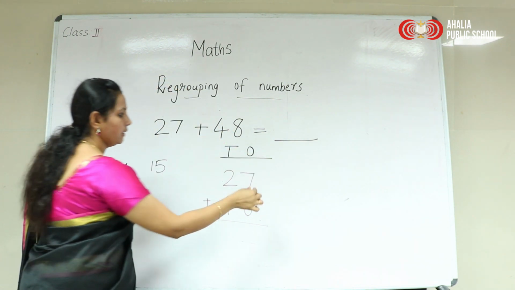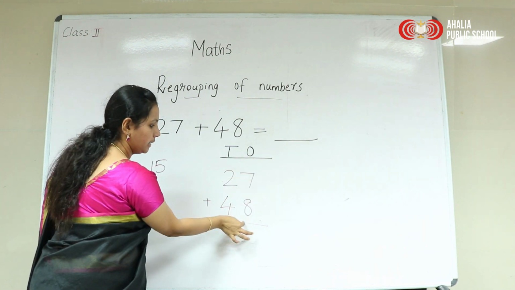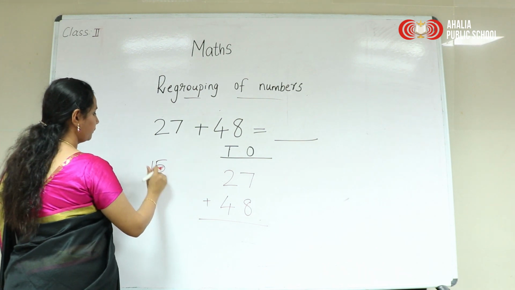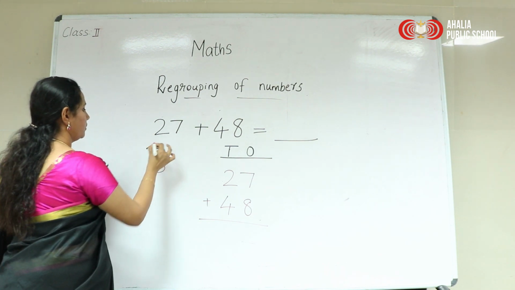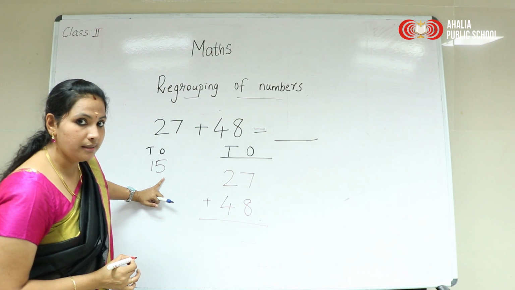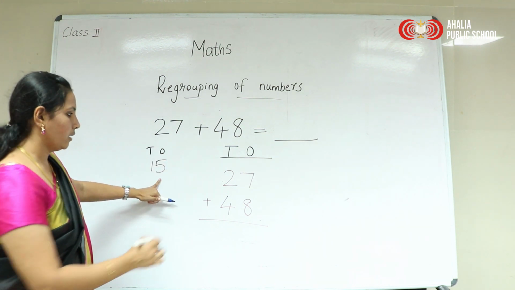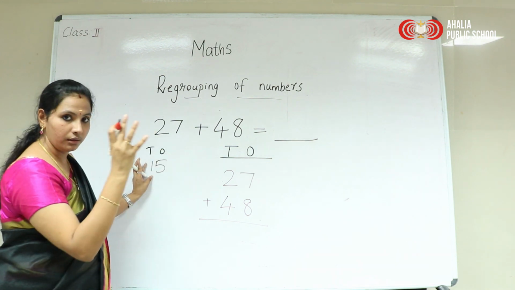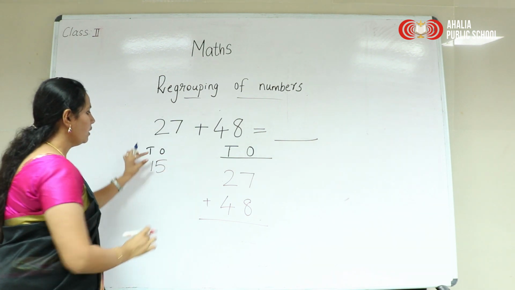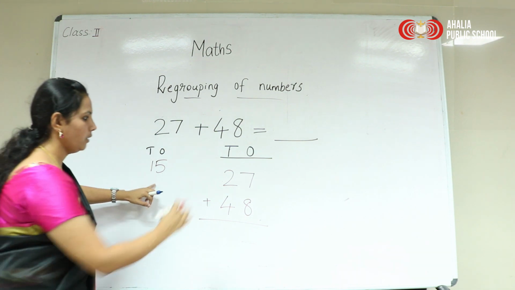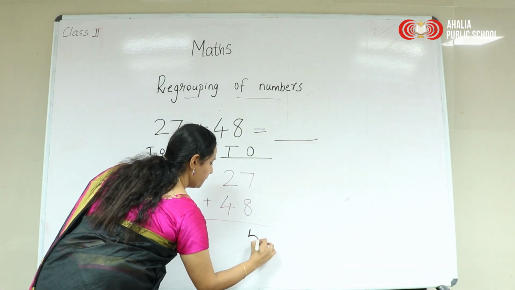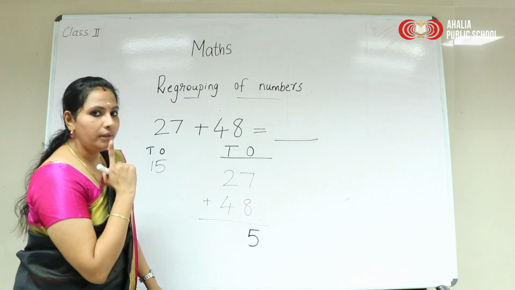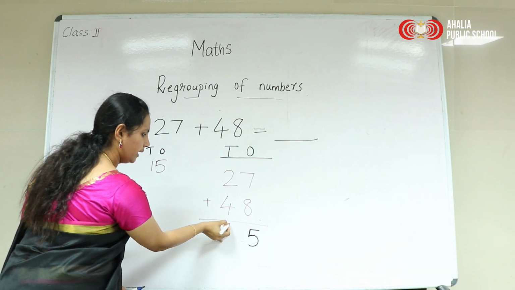First we add in ones place, right? 7 and 8 are in ones place. See, in 15, 7 plus 8, 15. Which number is in ones place here? Yes, 5. So you have to write 5 alone, not 15. You have to write the number which is in the ones place, 5, in the ones place column. So what about the 1 here? We have to write it here itself.